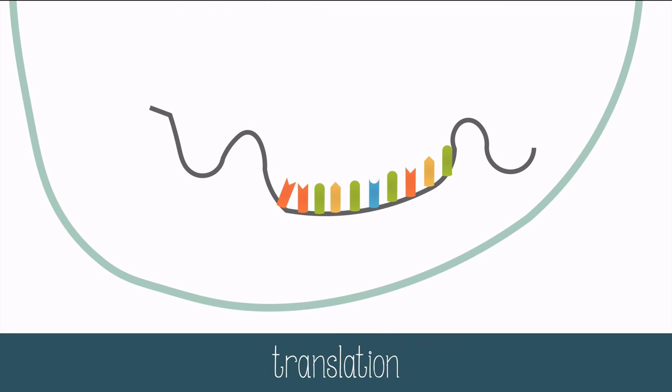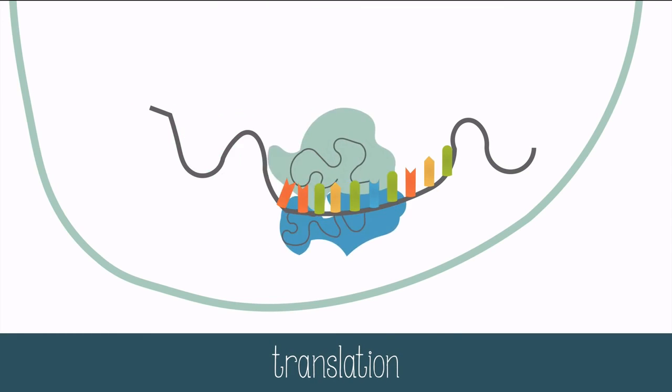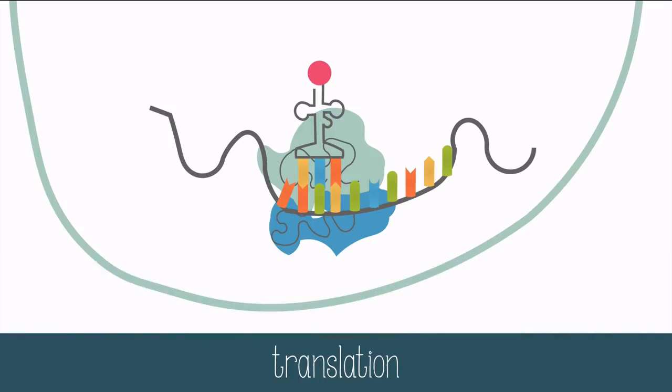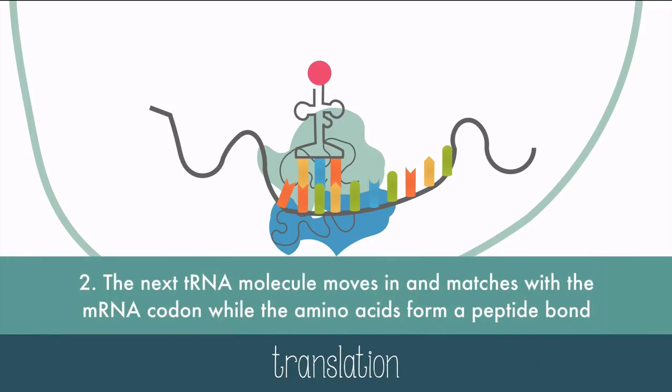To get translation started, mRNA attaches to a ribosome and a start codon must be read. It's usually AUG, and I remember that school starts in August, and that helps me remember AUG. The first amino acid is brought in by tRNA. The anticodon on tRNA matches up to the codon on mRNA. Then, the next tRNA molecule moves in and matches up with the mRNA codon.